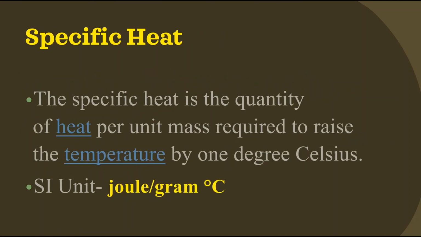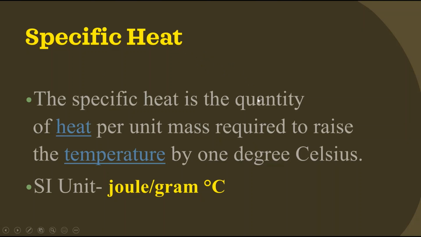Now, what is specific heat? Specific heat is the quantity of heat per unit mass required to raise the temperature by 1 degree Celsius. It is a property of every substance. For example, water has a specific heat of a certain value, and that value will be different from that of alcohol, or copper, or any other material. So this is a property, and it varies from material to material.